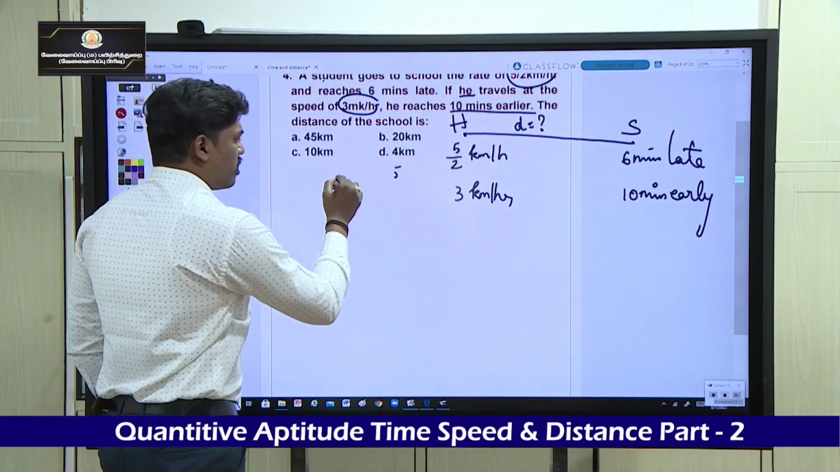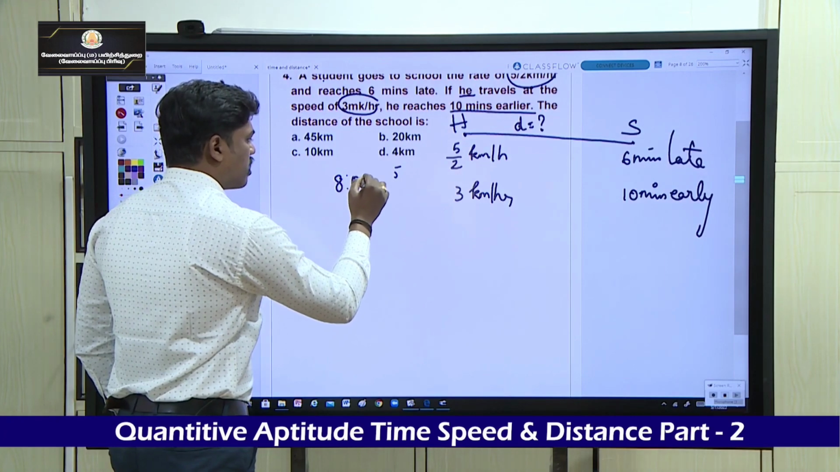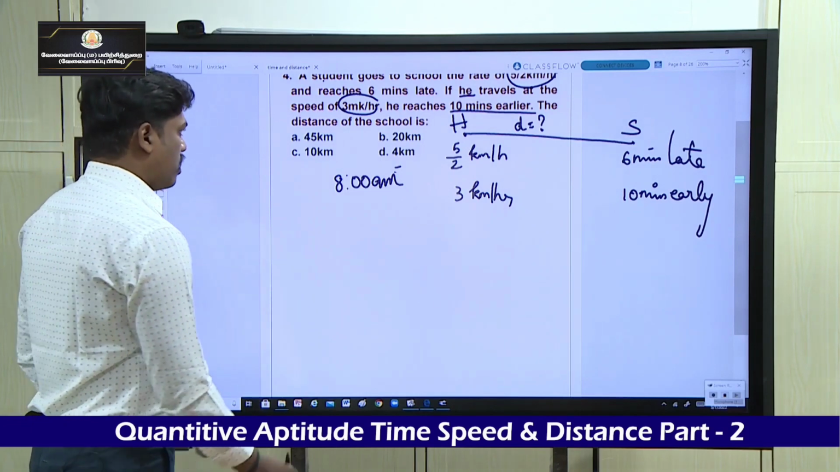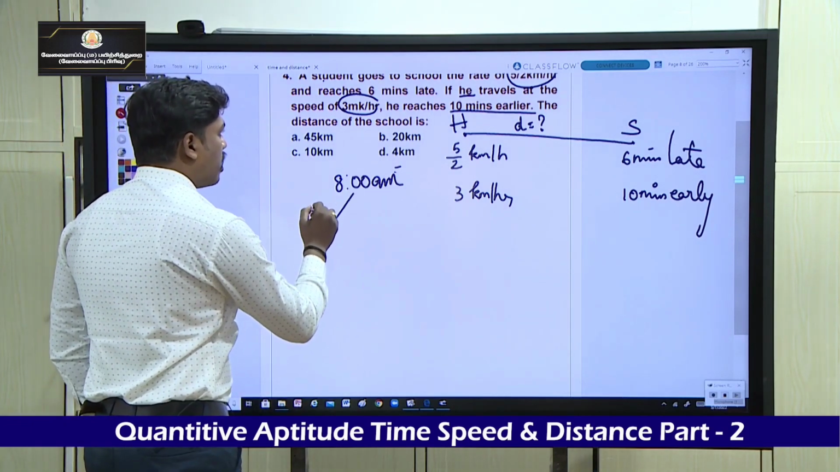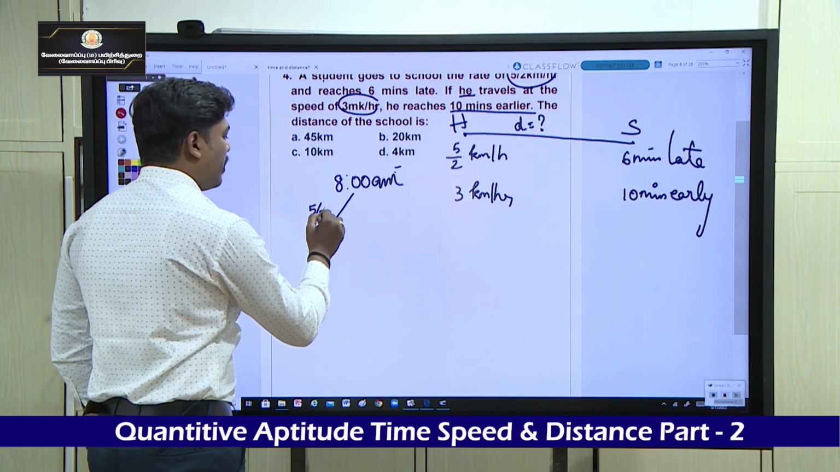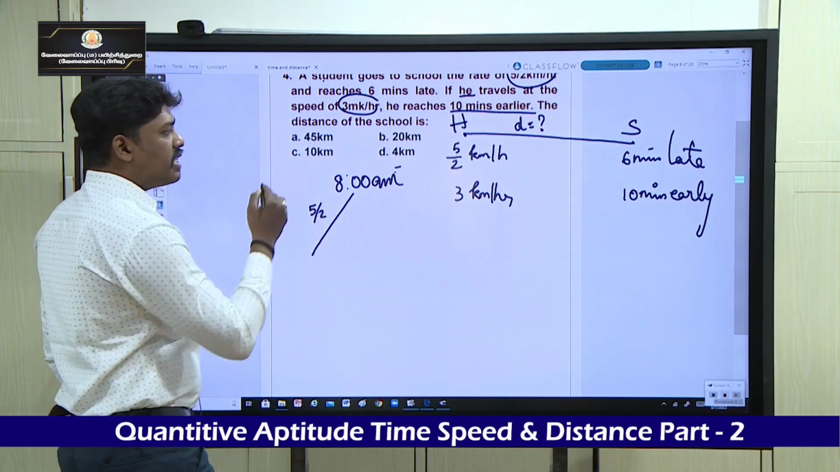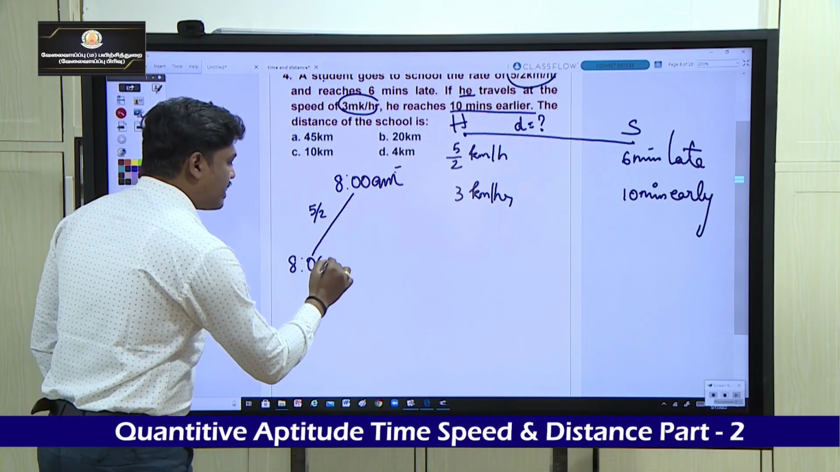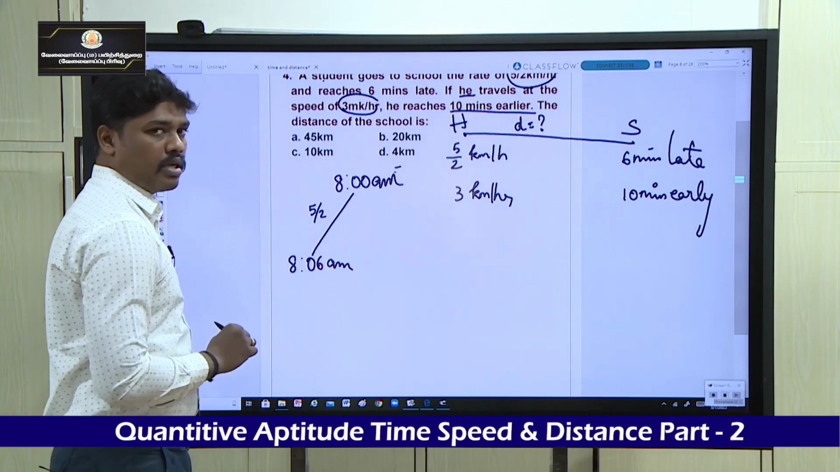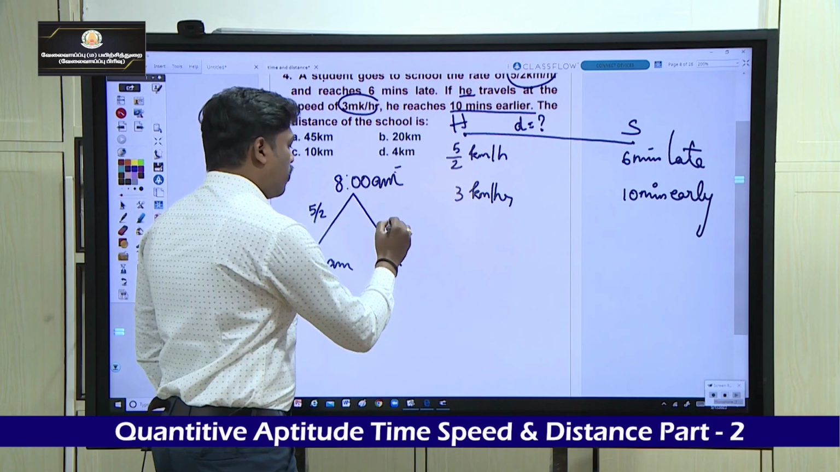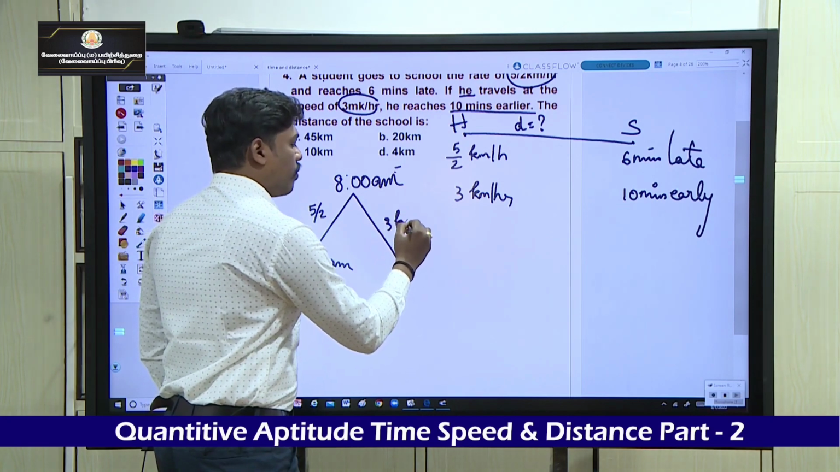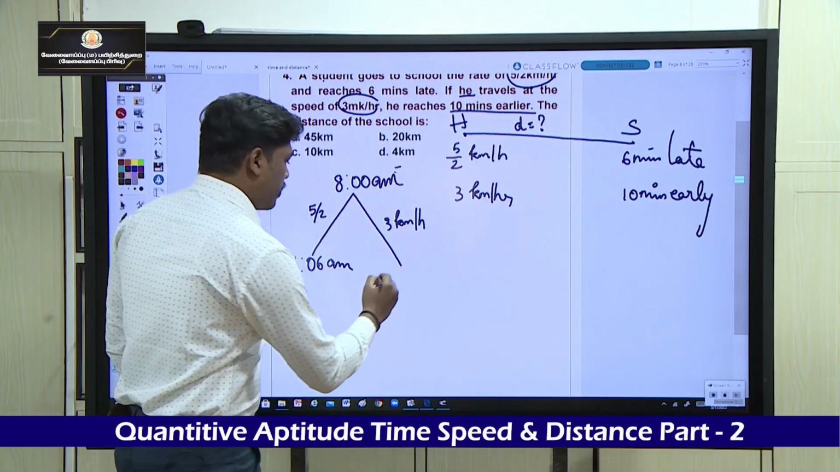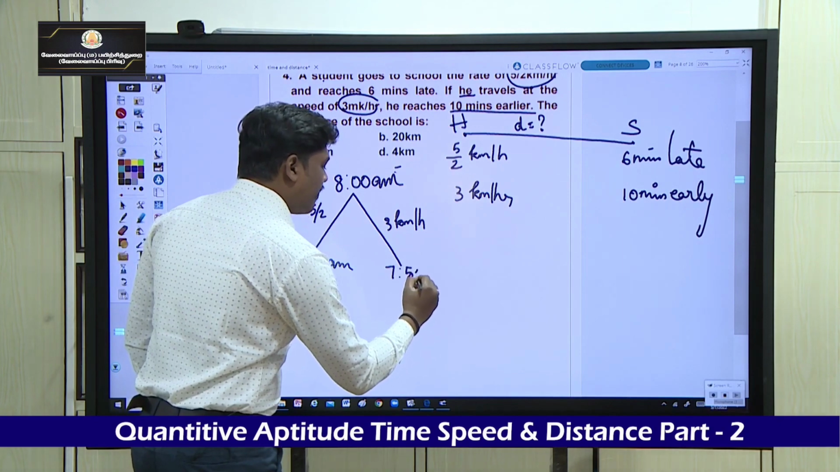For example, assume the school starts at 8 a.m. Just assume if the boy is moving at a speed of 5/2 km per hour, he reaches 6 minutes late. So, late means he would be reaching the school at 8:06 a.m. If the person is moving at a speed of 3 km per hour, what happens here? He reaches the school 10 minutes earlier. So, he would reach the school at 7:50 a.m.